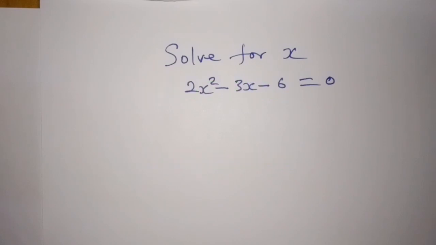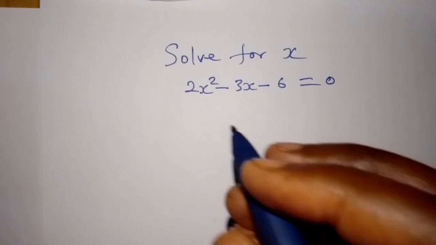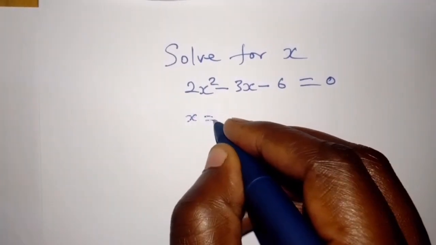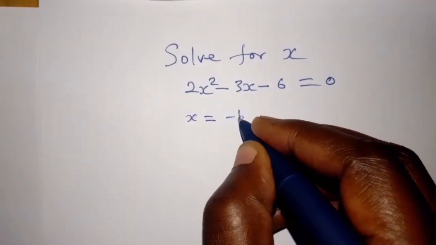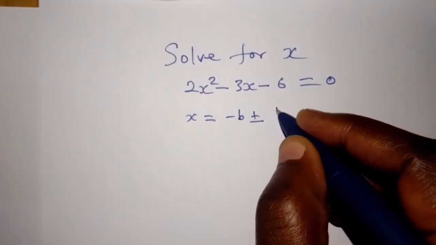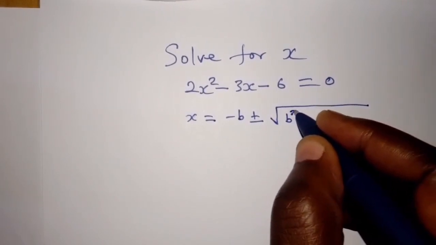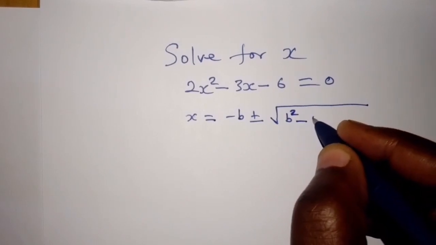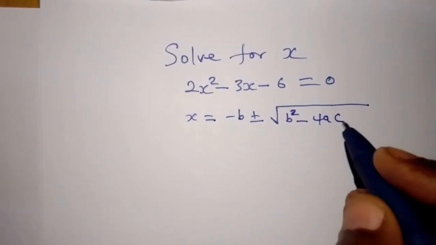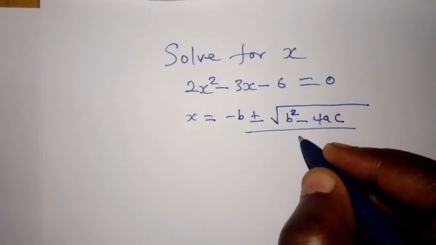Solve for x. 2x² − 3x − 6 = 0. We want to use the quadratic equation formula in solving this problem. So we use the formula x = (−b ± √(b² − 4ac)) / 2a.